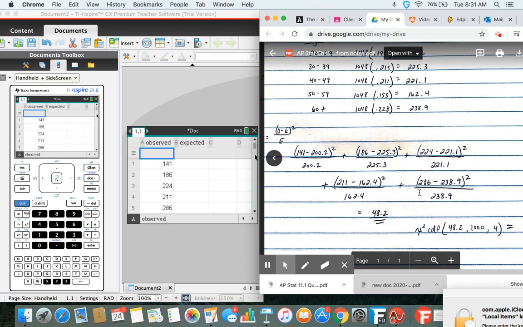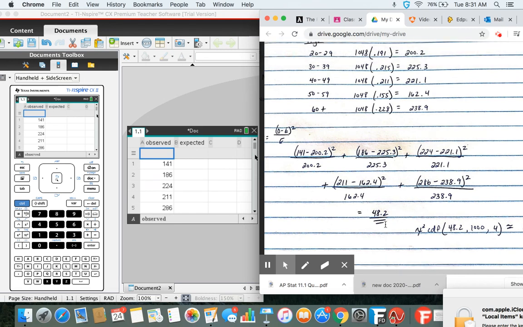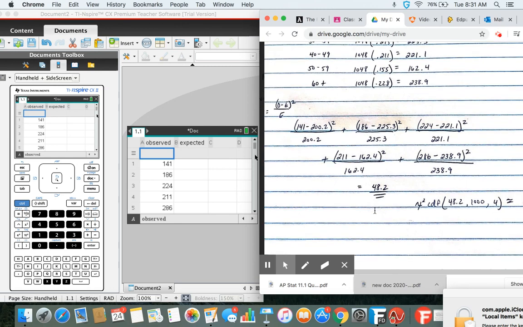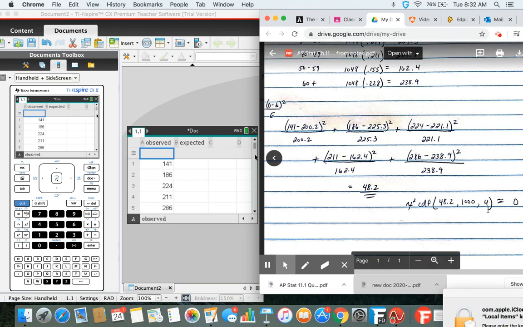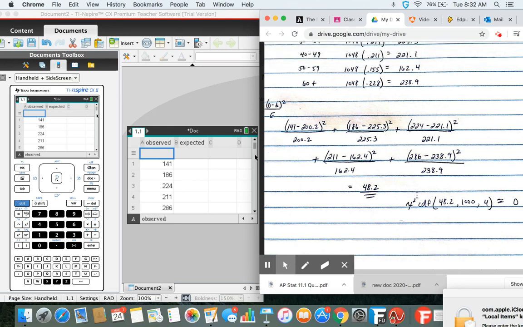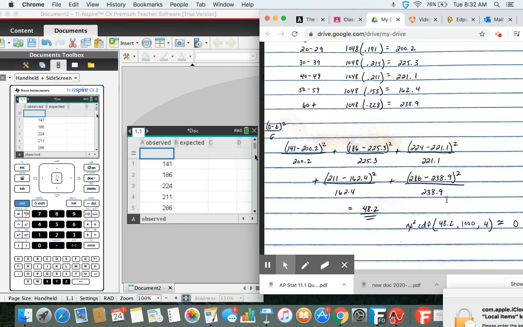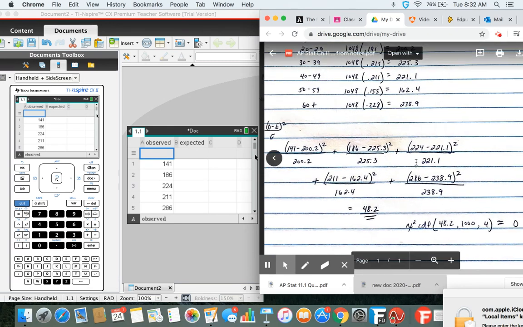The sum of these came to 48.2. And once I got 48.2, I then went to chi-squared CDF: lower bound, upper bound, degrees of freedom. Degrees of freedom is the number of categories minus 1. Well, we have 5 age groups. 5 age groups less 1 gives us a degrees of freedom of 4. And from that, we know that once we get a p-value, we'll be able to make a conclusion.